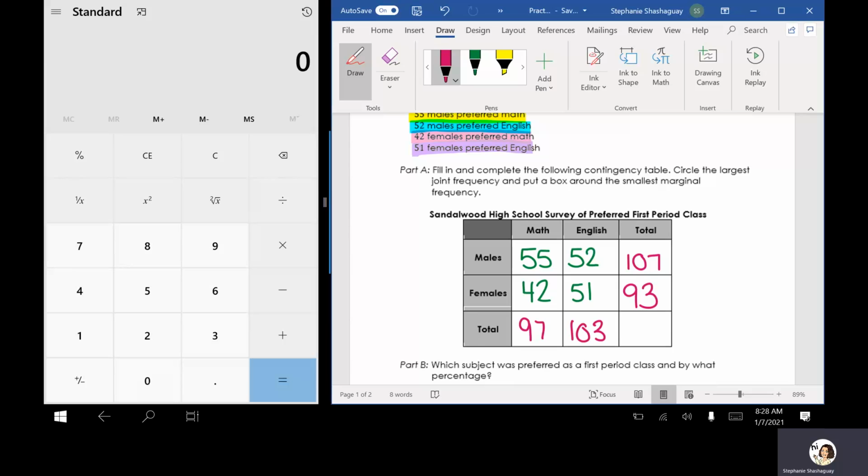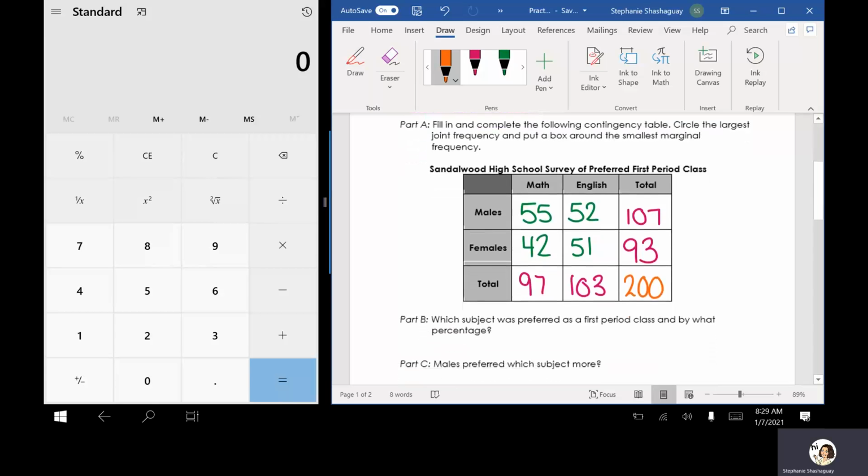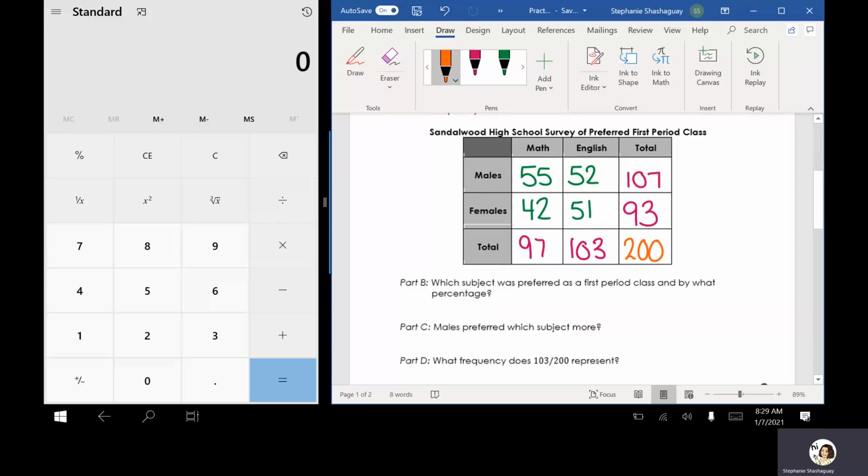Now that I have those marginal totals done, now I just need to fill in my grand total to figure out the total number of students surveyed. So I can either add 97 plus 103 or 107 plus 93. Either way, I will still get 200. Okay. Now that my two-way frequency table is completely filled out, now I can answer the questions that follow.